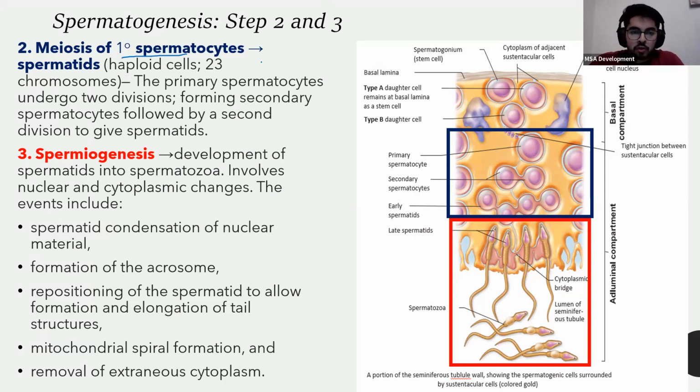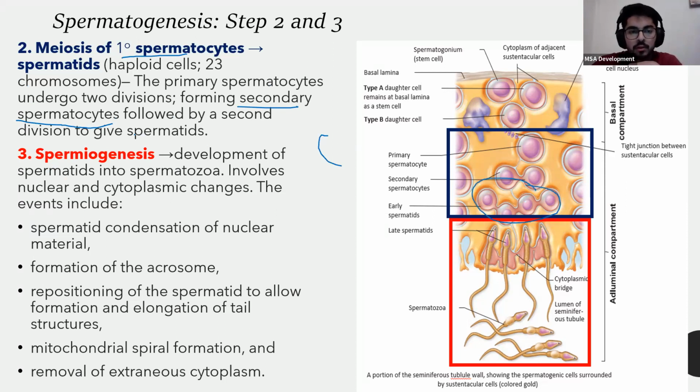These primary spermatocytes, which were originally spermatogonia, will undergo the first step of meiosis, which is meiosis 1. So they divide from primary spermatocytes to secondary spermatocytes. Simple, okay? Then these secondary spermatocytes will further divide with meiosis 2, and they're going to produce cells called spermatids. These are the spermatids.